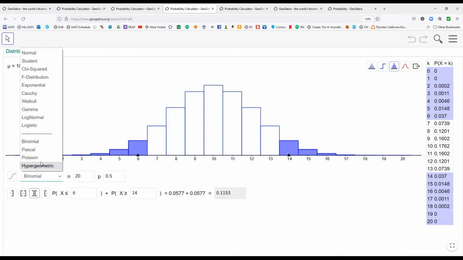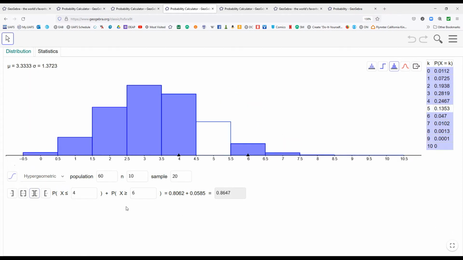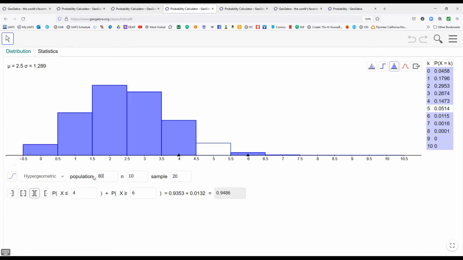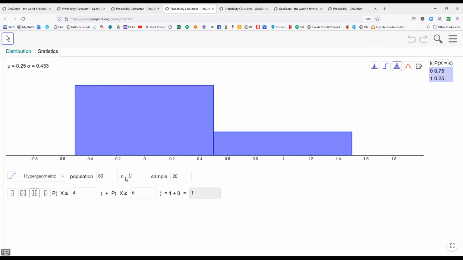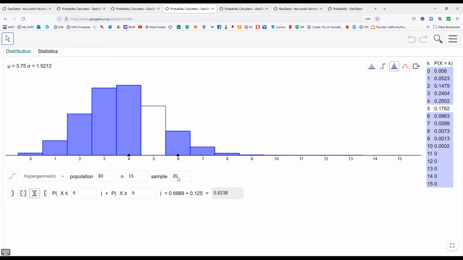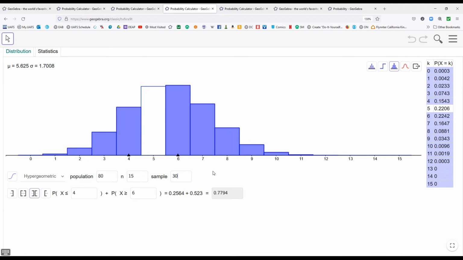You can do hypergeometric, for example. Here you do, this is what I've been calling capital N, the population size. Let's say it's 80. And n is the sample size. Let's say it's 15. And the sample means, this is the number of successes in the population. I'm not sure why it says sample there. I wish it was, it's the number of successes in the population. So maybe there's 30.